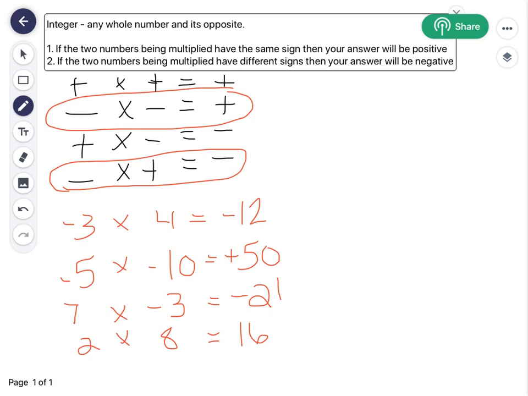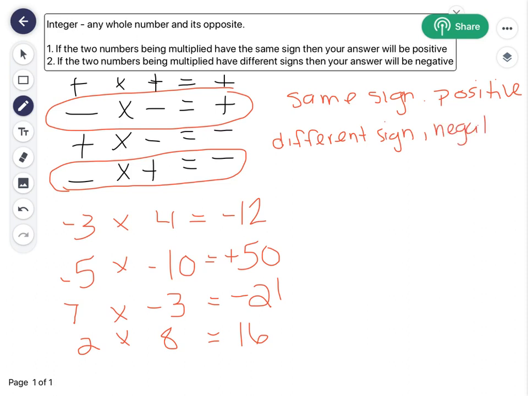So remember, an integer is any whole number and its opposite, and the rules are up here as follows. If the two numbers being multiplied have the same sign, we can shorten that to same sign, positive. If they have a different sign, then it's going to be negative.